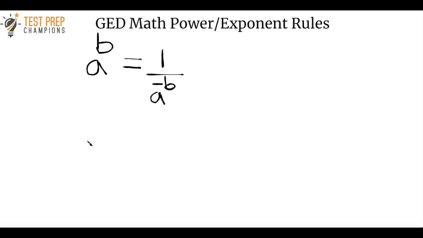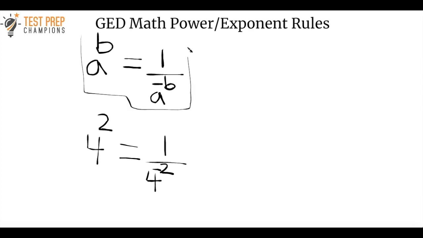Okay, so let me give you an example of this. So let's use a simple number here. Let's say 4, and let's say that we have 4 squared. Okay, so how could you rewrite this? Well, 4 squared, we can rewrite that as 1 over 4 raised to the negative 2. Right? So another rule to remember here. So make sure you add this to your notes if you're taking notes, because this is another important rule to remember. All right, so again, as always, if you need to, you can pause the video, take your time, and make sure you understand this, because this is important.